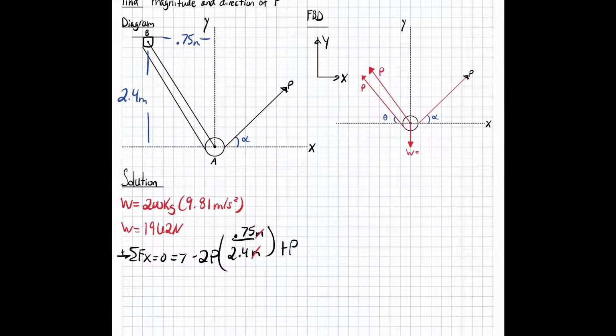And so now we look at the right-hand side. We have a positive P times the cosine of alpha is equal to 0.